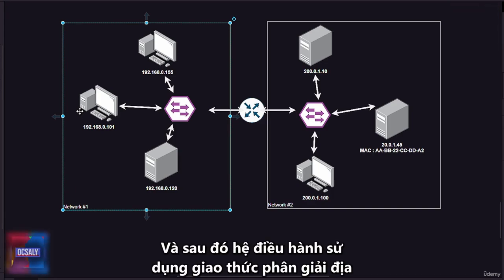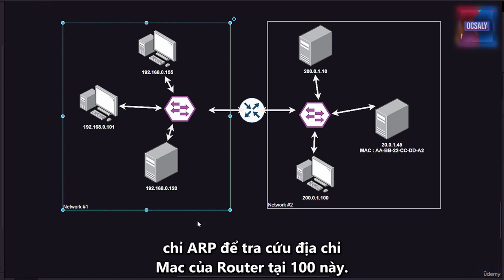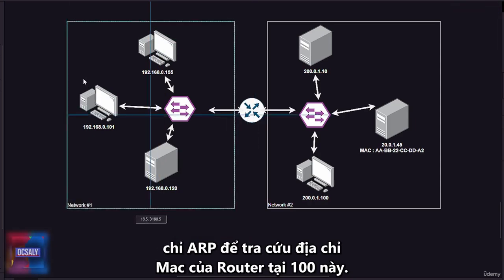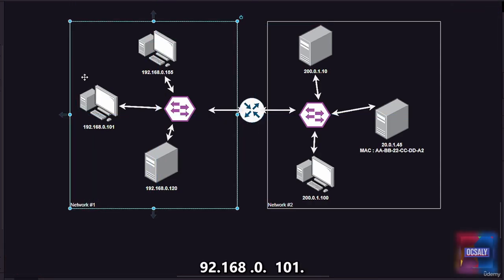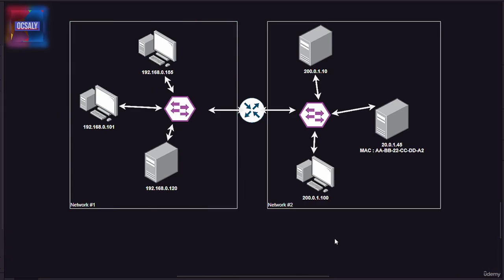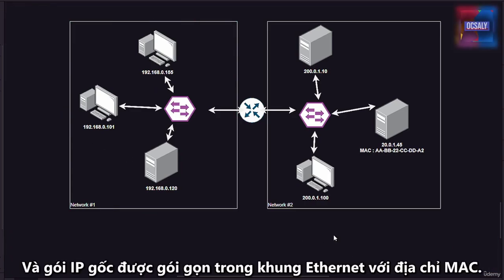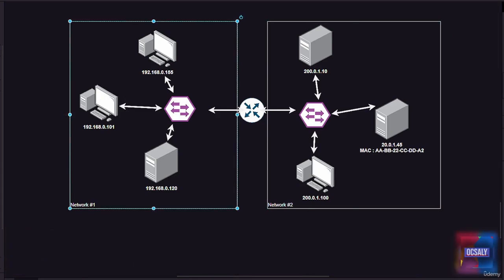Then the operating system uses ARP, Address Resolution Protocol, to look up the router's MAC address at this 192.168.0.101. And the original IP packet is encapsulated within the Ethernet frame with the MAC address.